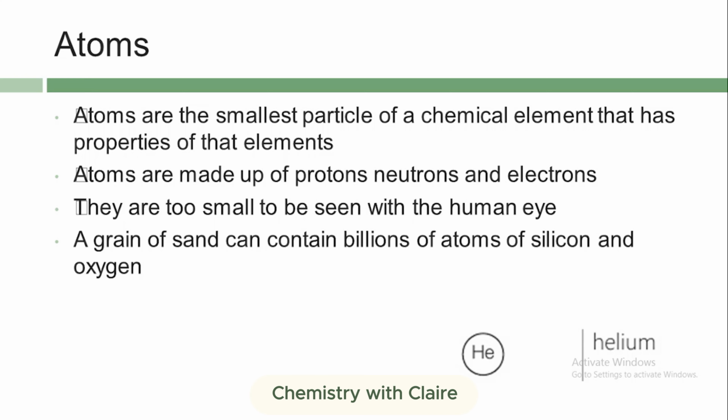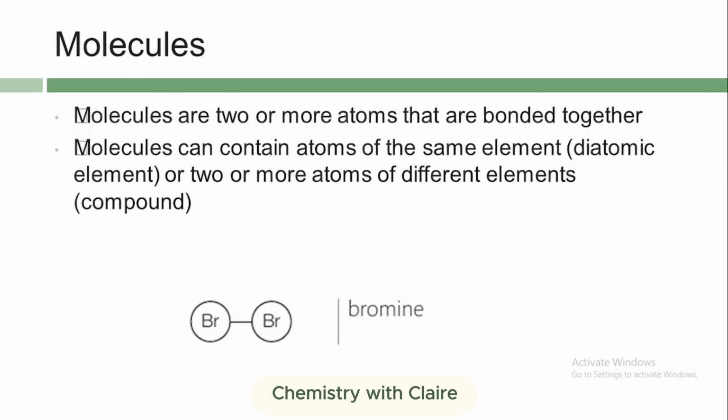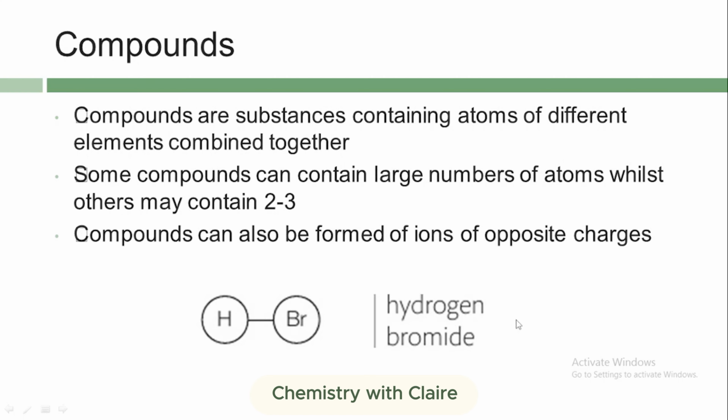Then we have atoms. These are the smallest particles of a chemical element that has the properties of that element. Then we have molecules. Molecules contain two or more atoms bonded together. There are diatomic molecules if there are two atoms bonded together. We have an example of bromine here.